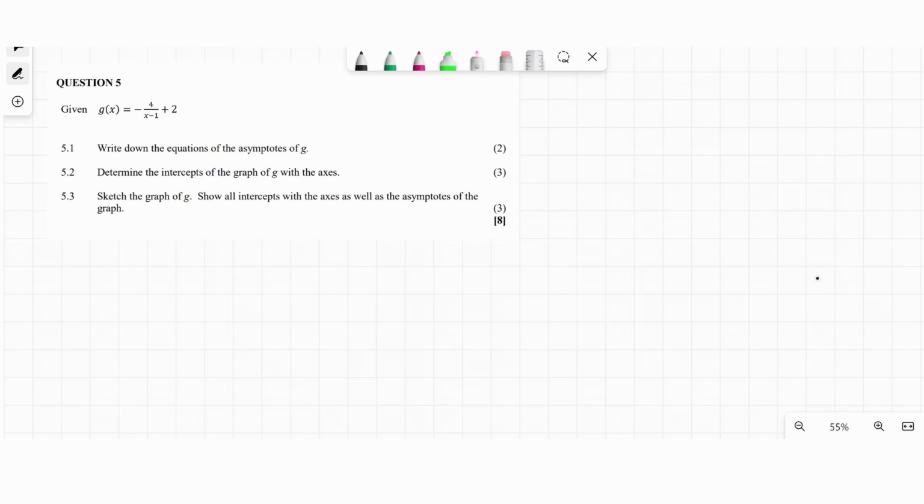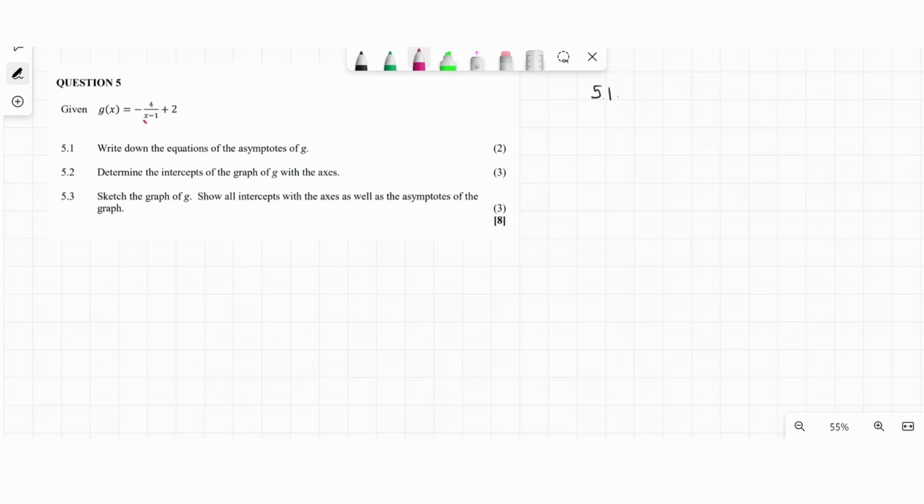So now let's start with functions, this question. They say given g of x, then they give us the function. Then the first question says, write down the equations of the asymptote. So we need to write down the equation of the asymptote. Since this graph is a hyperbola, a hyperbola has two asymptotes. If it has two asymptotes, one asymptote is the horizontal asymptote and the other one is the vertical.